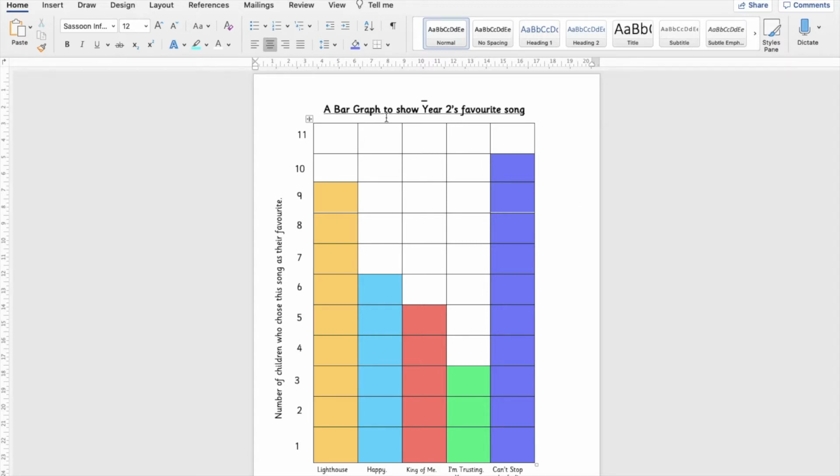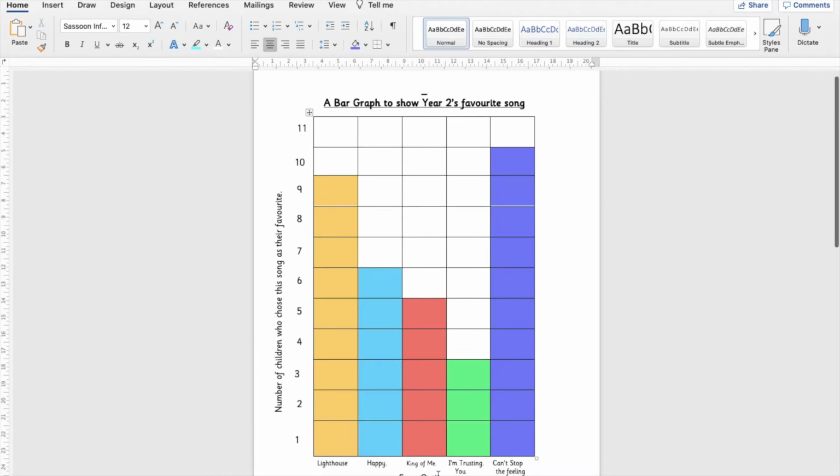At the top you can see we've got the title, so that people understand what all this colour means, because that could just mean anything if we didn't have a title. So it says it's a bar graph to show year 2's favourite song. Okay, then you'll notice that we've got all the numbers at the side, and then so people know what the numbers mean, it says here number of children who chose this song as their favourite.